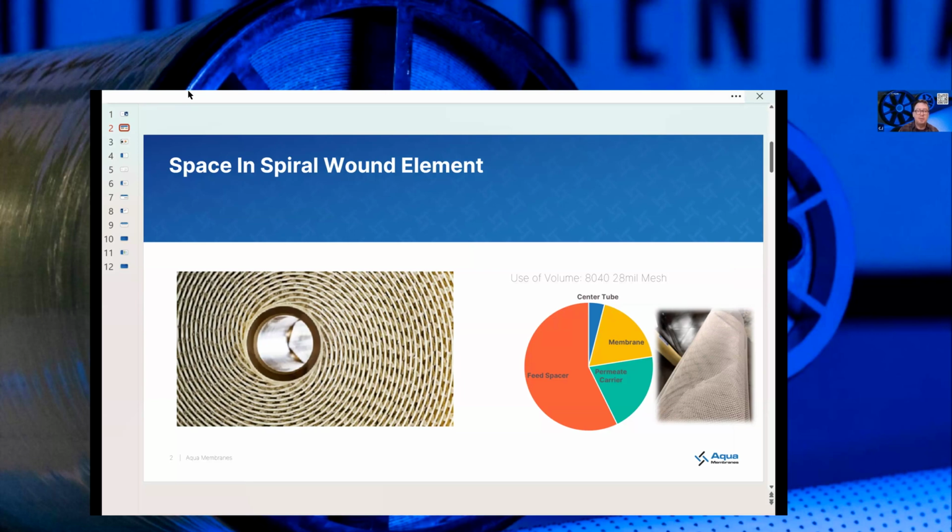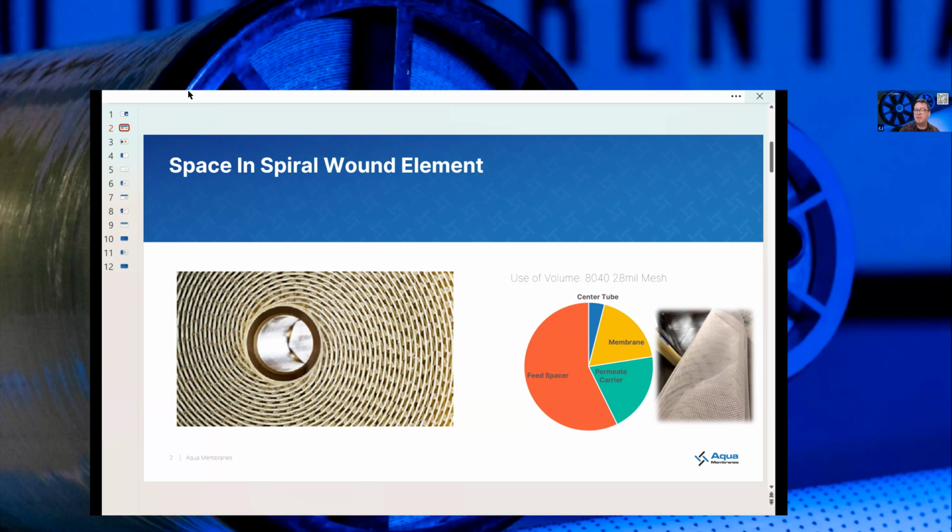The central tube you can see in the middle of there, the feed spacer, the membrane, even the permeate carrier, some of those things. And what quickly becomes apparent is that extruded mesh netting that's used to create the feed channel takes up most of the volume of the element. So as we think about ways to make the space more efficient, it's the biggest bang for the buck in terms of improving performance. So how do we do this?